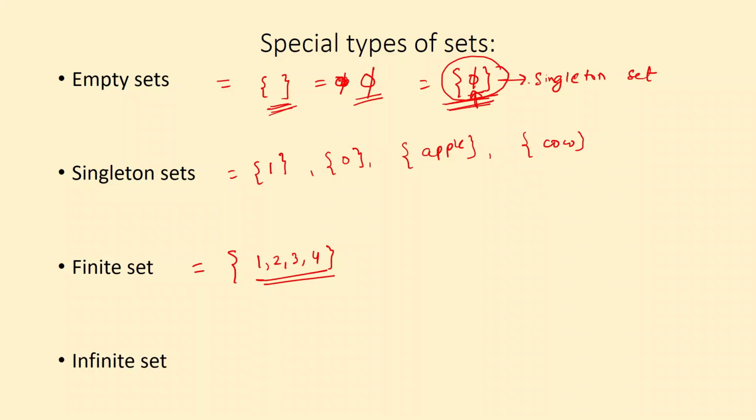Finally, we have infinite sets. Infinite sets are those sets where you can keep on counting and counting, but you will never reach the end. So if you take for example the set of all the natural numbers 1, 2, 3, 4 and so on, this is an example of an infinite set. You can go on counting and counting, it will never stop. This list is never ending. So this set is actually called a countably infinite set.